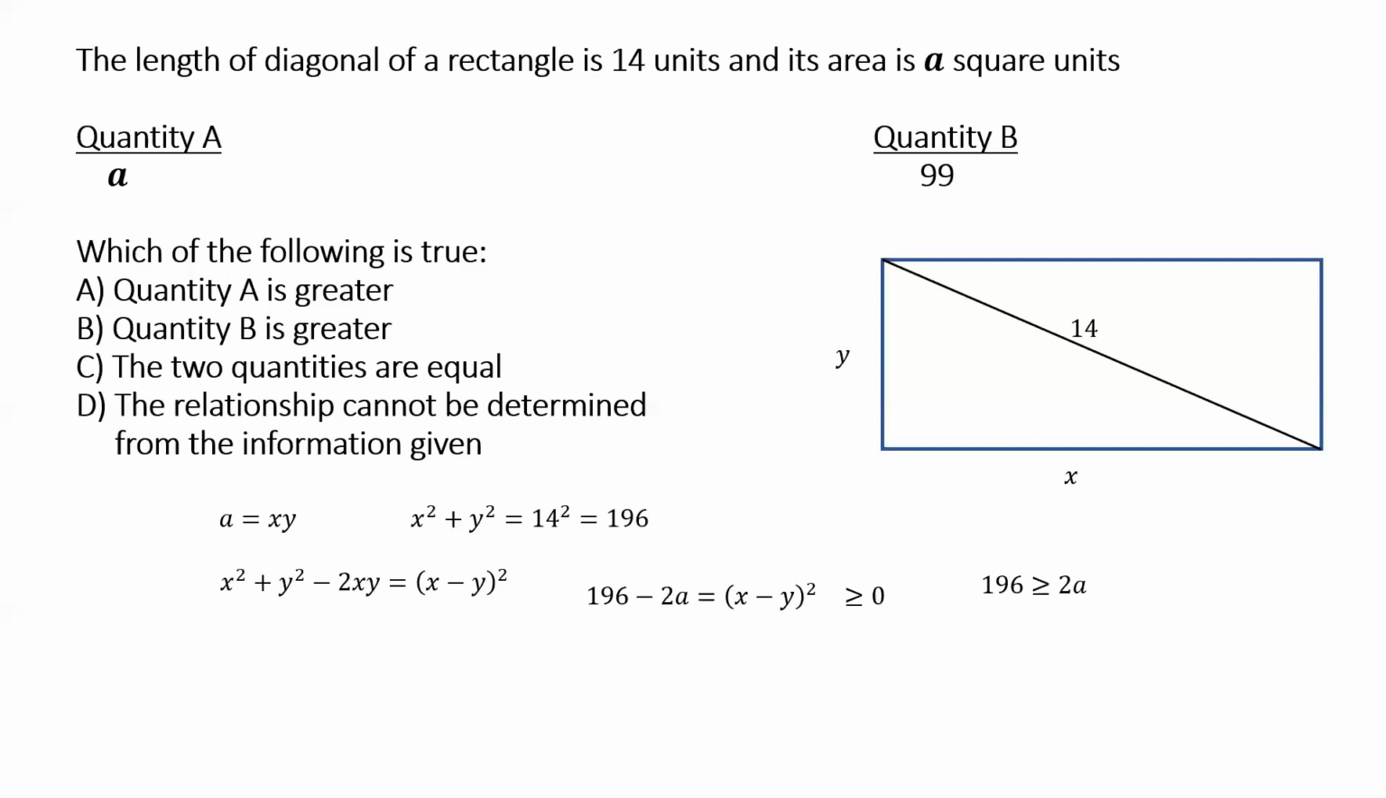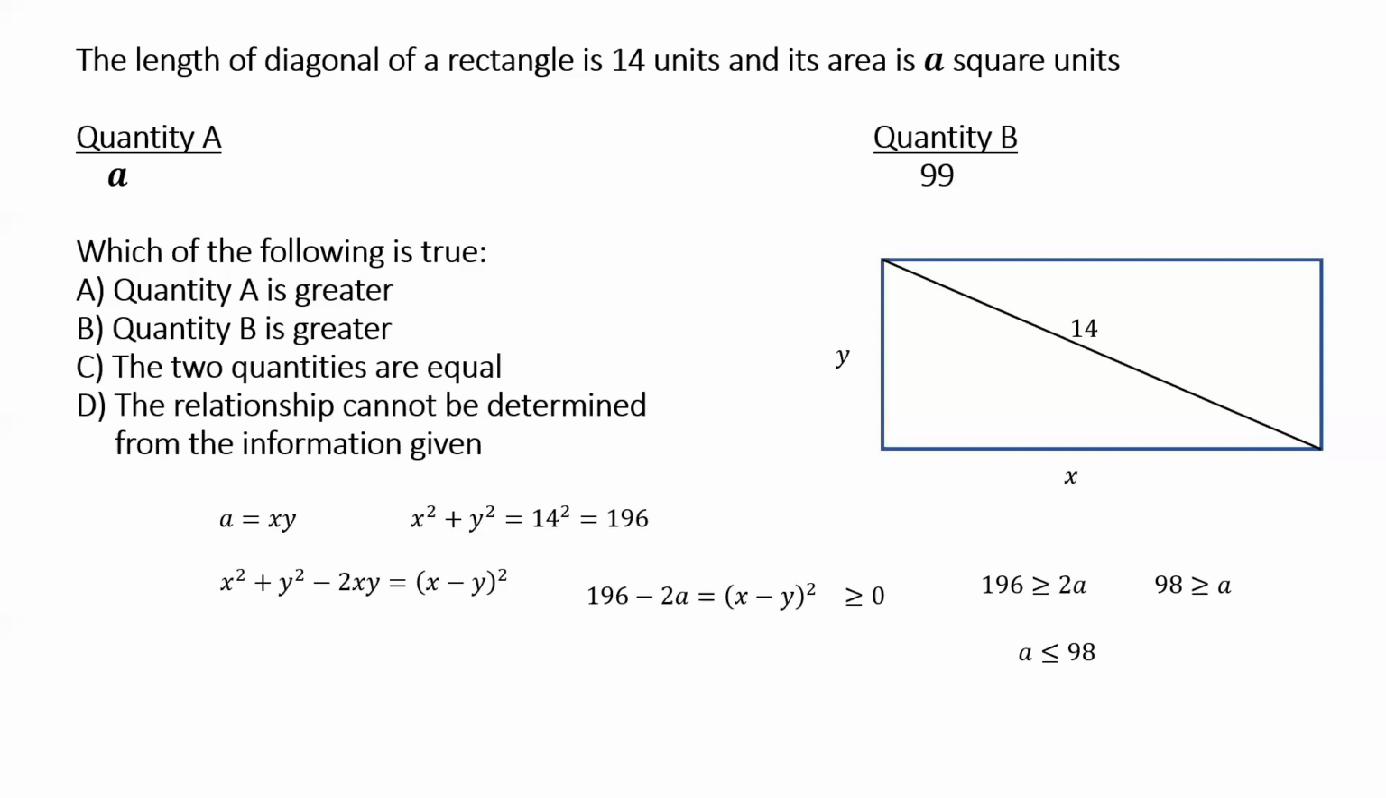So we have 196 minus 2A greater than or equal to 0, from which we derive 196 is greater than or equal to 2A, or 98 is greater than or equal to A. The other way of writing the same thing is A less than or equal to 98. So this helps establish a bound on the maximum possible value the area A can take. It cannot take any value greater than 98. The maximum possible value the area of the rectangle can take is 98.